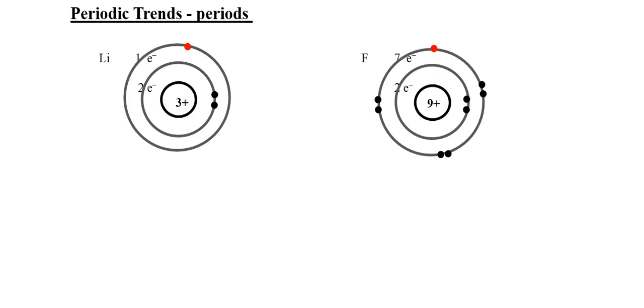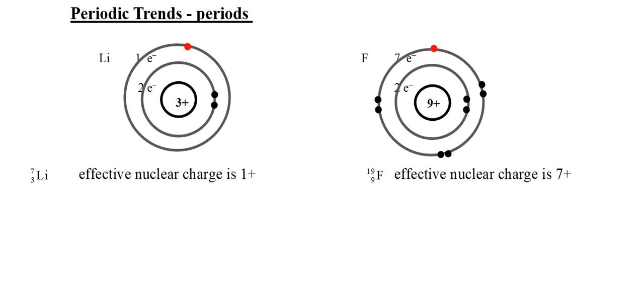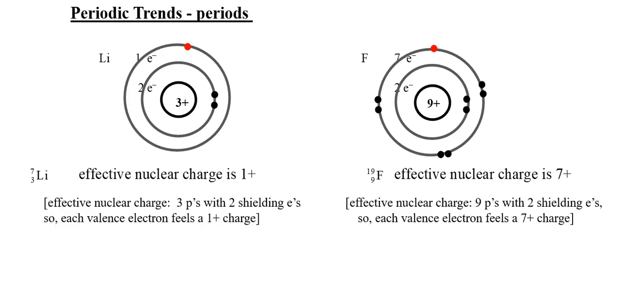Anyway, but what happens? Let's just look at that valence electron right here, that little red electron, and the nucleus. Well, lithium only has 3 protons in the nucleus. Fluorine has 9. You would think, hey, there's going to be more traction with the 9. But fluorine has 2 inner electrons. This is the shielding. These inner electrons that are moving round and round cover the nucleus. You're going to say lithium has an effective nuclear charge of 1 positive, fluorine of 7 positive because of the shielding.